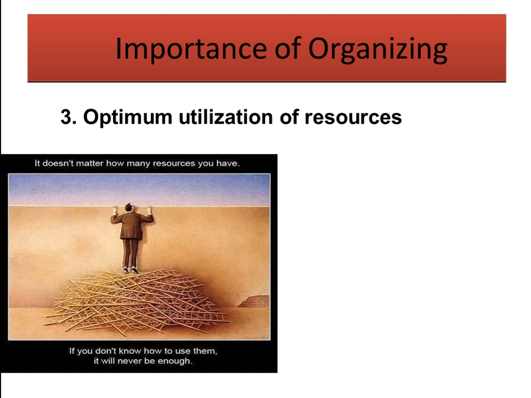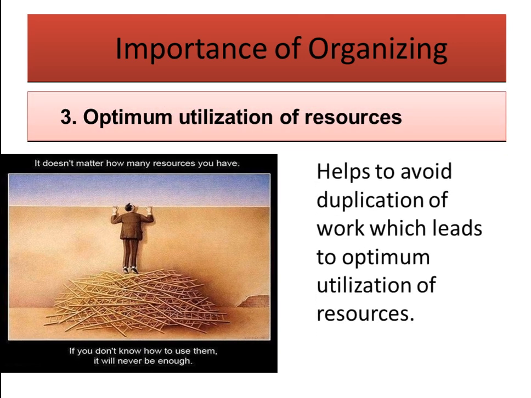So next one, optimum utilization of resources. Here, if you don't know how to use them, it will never be enough. Okay, one ladder is enough, but what is he doing? So here in organizing, we know very well how to do all those. We planned all those things, we divided, grouped the work, all those things we did. So we can use our resources very effectively. So optimum utilization of resources is possible. It helps in avoiding the duplication of work, which leads to optimum utilization of resources.